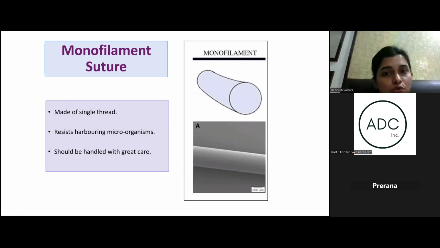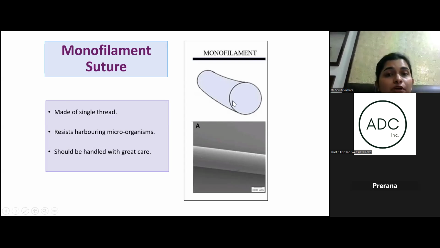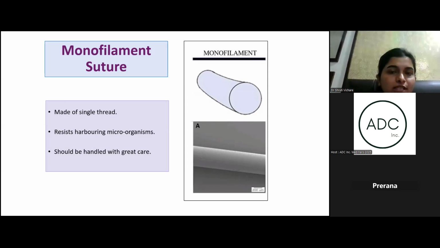Also, a very important thing based on its smooth surface: since this particular suture does not have crevices and interstices, bacterial harboring is next to nil in these types of sutures, right?